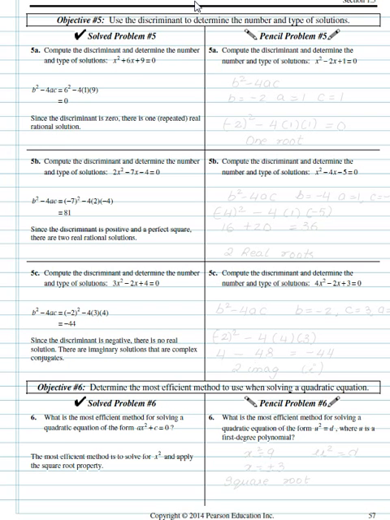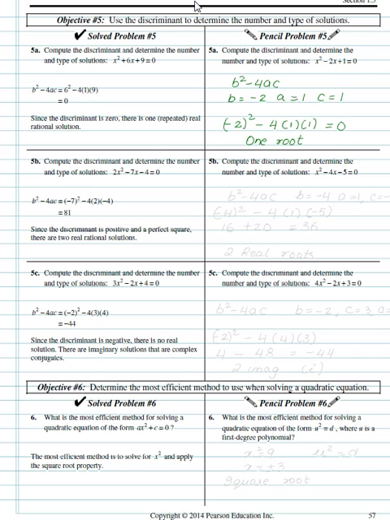5a, discriminant. The discriminant is b squared minus 4ac. So the b here is negative 2, a here is 1, and c is 1. B squared is negative 2 squared, minus 4ac. So I get 4 minus 4, that is 0. When the discriminant is 0, I have exactly 1 root. If you are confused about how and why, I suggest you go back and check your notes.